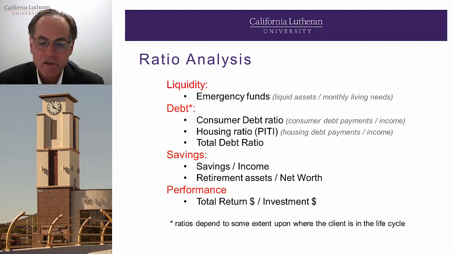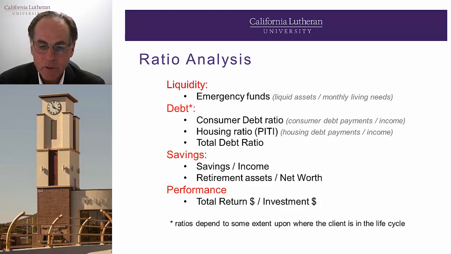Three important categories of debt are the consumer debt, housing debt, and total debt. The consumer debt ratio compares yearly consumer debt payments, including auto loans, school loans, and credit card debt, to yearly take-home pay. The housing ratio compares the sum of yearly mortgage principal and interest payments, property tax, and home insurance to the yearly gross income. The total debt ratio is the sum of the consumer and housing debt payments to gross income. It's important to remember that debt analysis needs to consider, to some extent, where the client is in his or her life cycle.